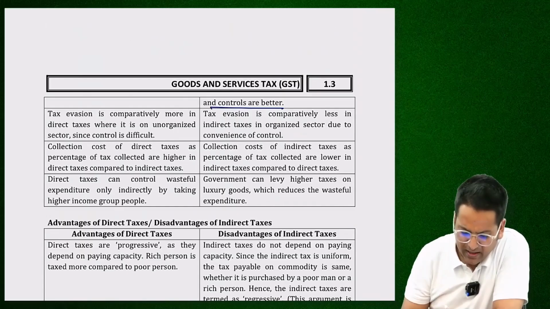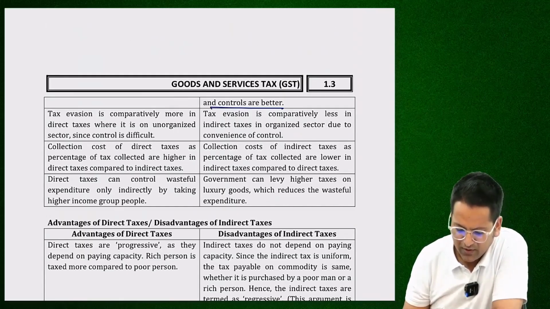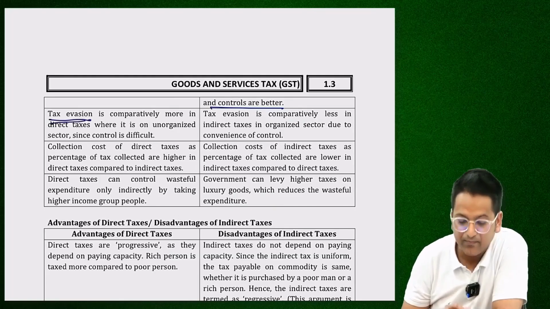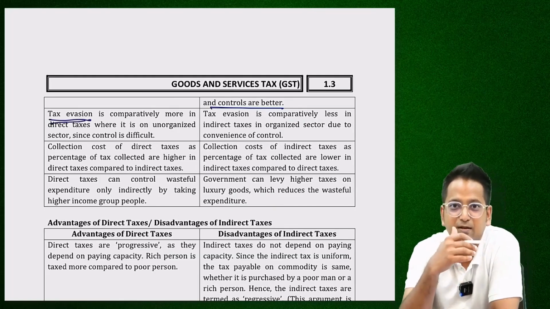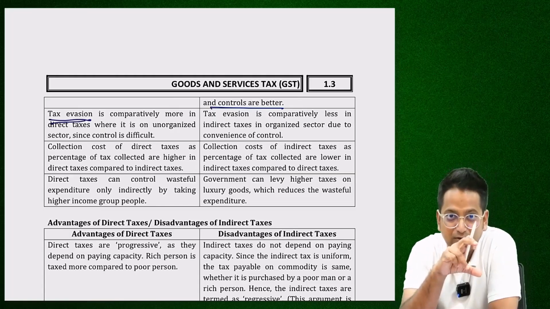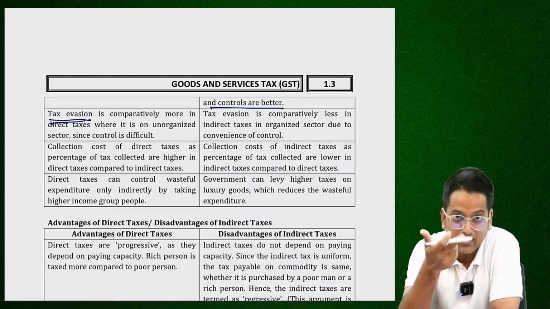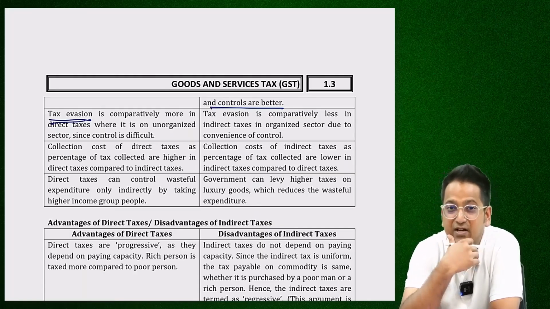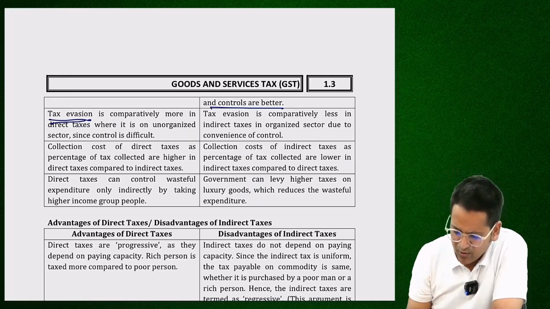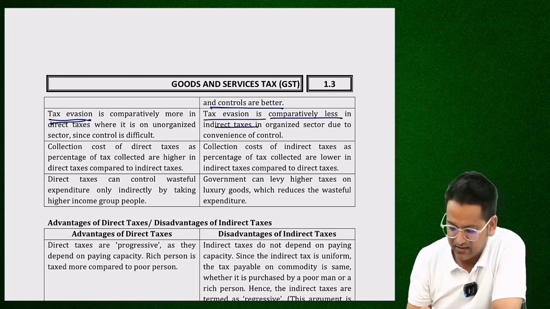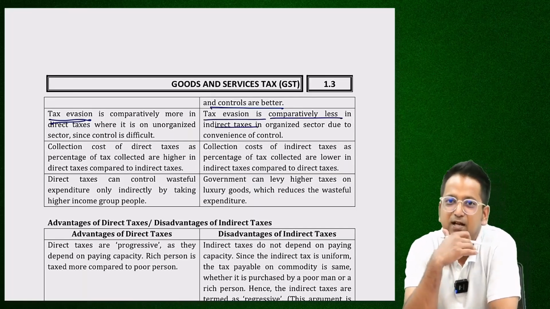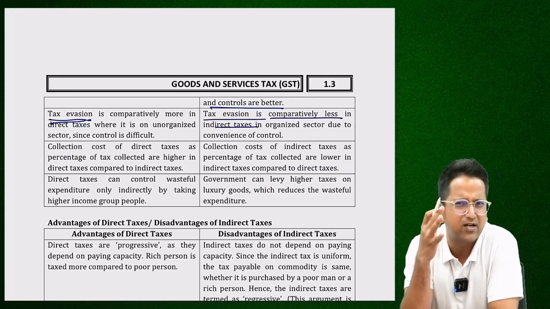Tax evasion is comparatively more in direct taxes, where it is unorganized and control is difficult, so tax evasion occurs. Let's understand it. Actually, attempting to save taxes illegally is tax evasion. People try to save on tax illegally and do not disclose income. It says it's a bit difficult to do tax evasion here. Okay, so it's not that easy, as the government states it has better control here.